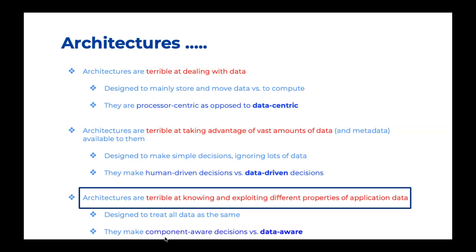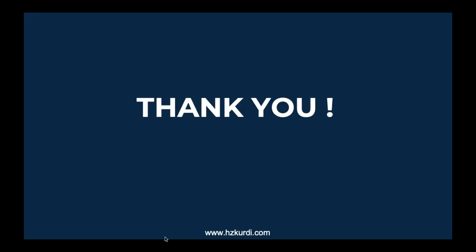We know that our architectures are terrible at dealing with data. They are designed mainly to store and move data, not to compute on data. They are process-centric, not data-centric. So we should make them data-centric, as they are terrible at taking advantage of the vast amount of data. We should improve them and bring highly intelligent algorithms to the table to give our architectures this kind of function. Our architectures are also terrible at knowing and exploiting different properties of the application.